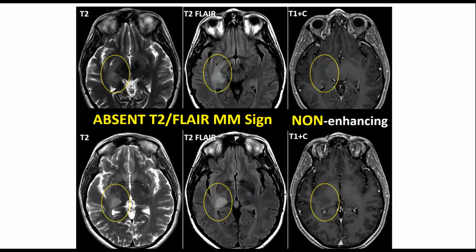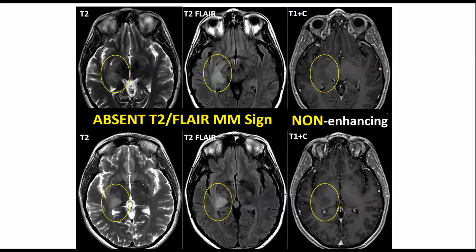All right, the sequences were 2 different levels, all axial, for T2 FLAIR and T1 plus contrast, or gadolinium. The circled area is the lesion. On T2, the lesion is T2 hyperintense. It's the right mesial temporal lobe region. If you look at the middle panel, if anything, it is more hyperintense on the FLAIR, not hypointense. So there is no T2-FLAIR mismatch sign; it is absent.